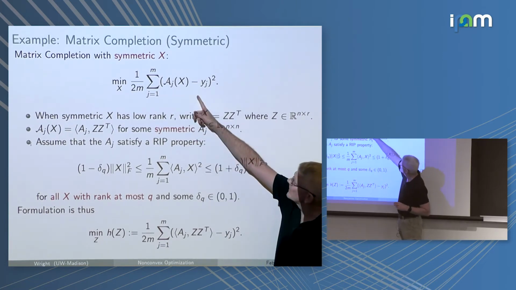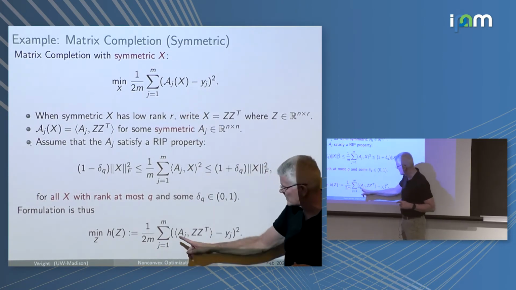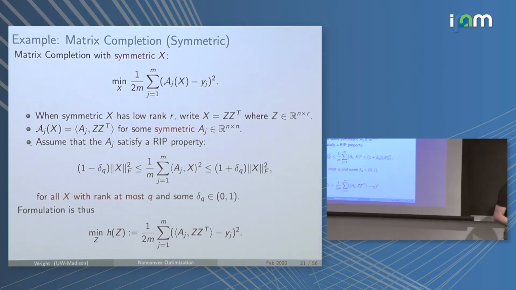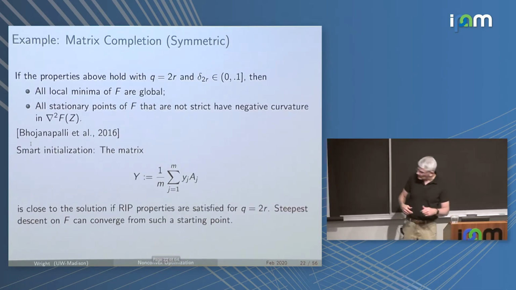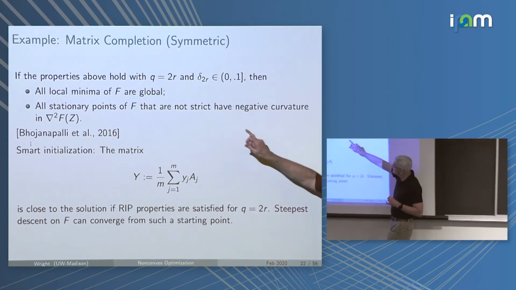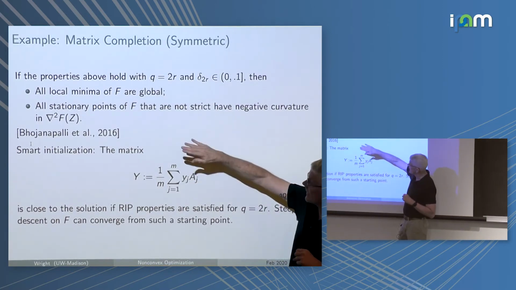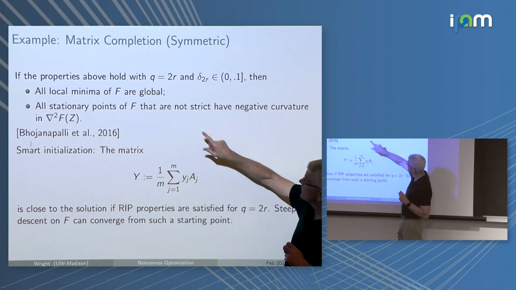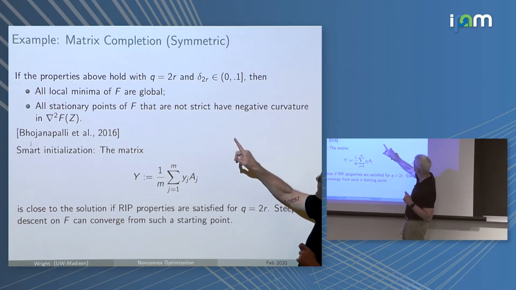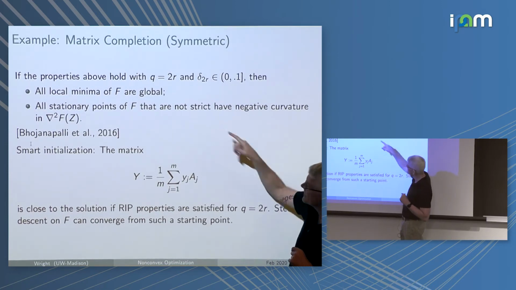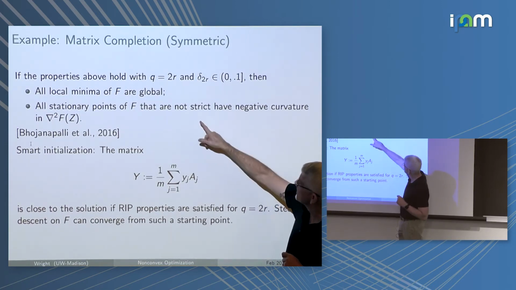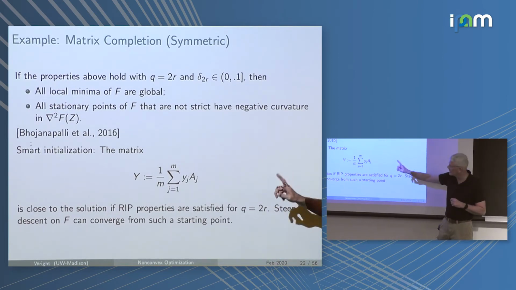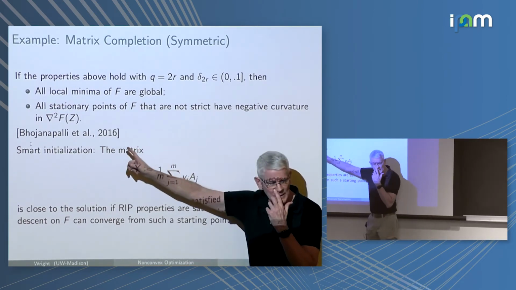Then you can write this formulation. If you just plug in X equals ZZ transpose, you get this least squares formulation, which, as I said, is non-convex. But if you've got those properties that I had on the previous slide holding, you can show that all the minima are global and that all the stationary points of f that are not solutions have negative curvature. This was the paper by Nati in 2016.